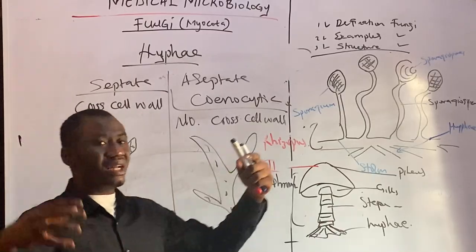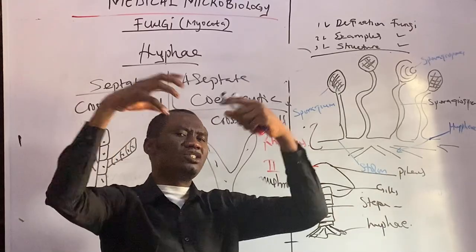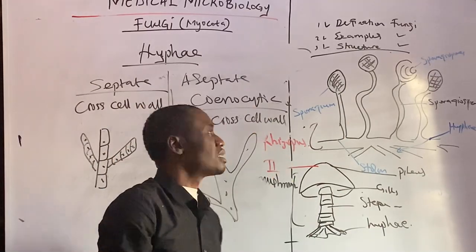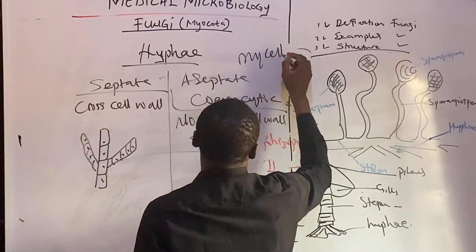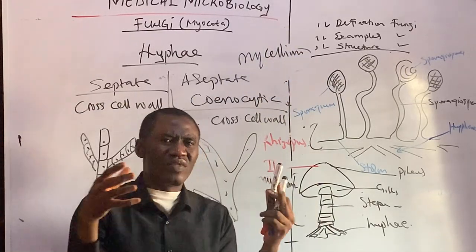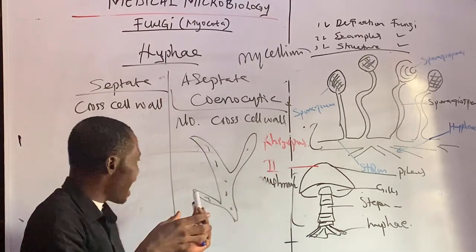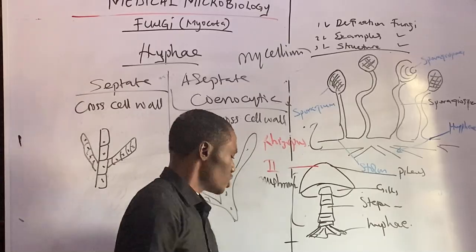And the hyphae combine together to form the mycelium. When they are joined together, they form the what? The mycelium. This is the vegetative part of the fungi, which is the hyphae. When they combine together, they form the mycelium. So let's move to the next thing.